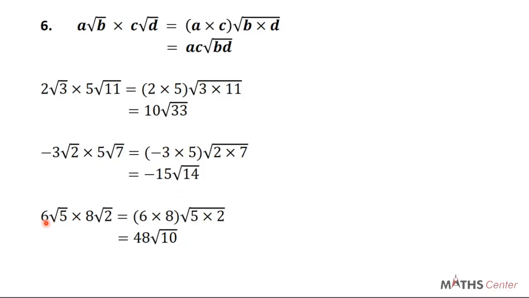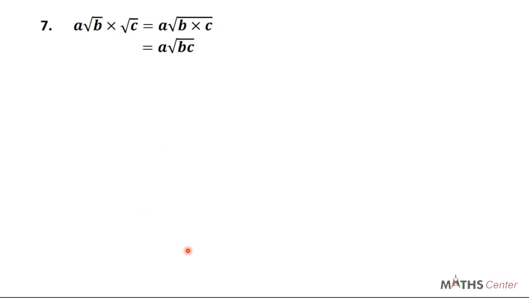If you have 6 square root of 5 multiplying 8 square root of 2, the numbers in front of the square root sign will multiply. So 6 times 8, then the square root of the numbers under the square root sign. So 2 times 5 will multiply. So you have 6 times 8 will give us 48, then square root of 10, since 5 times 2 will give us 10.